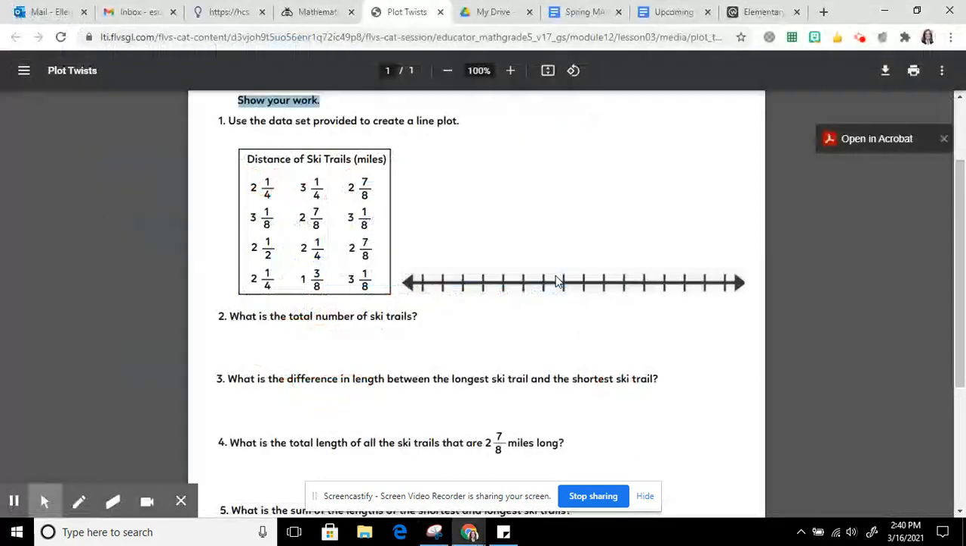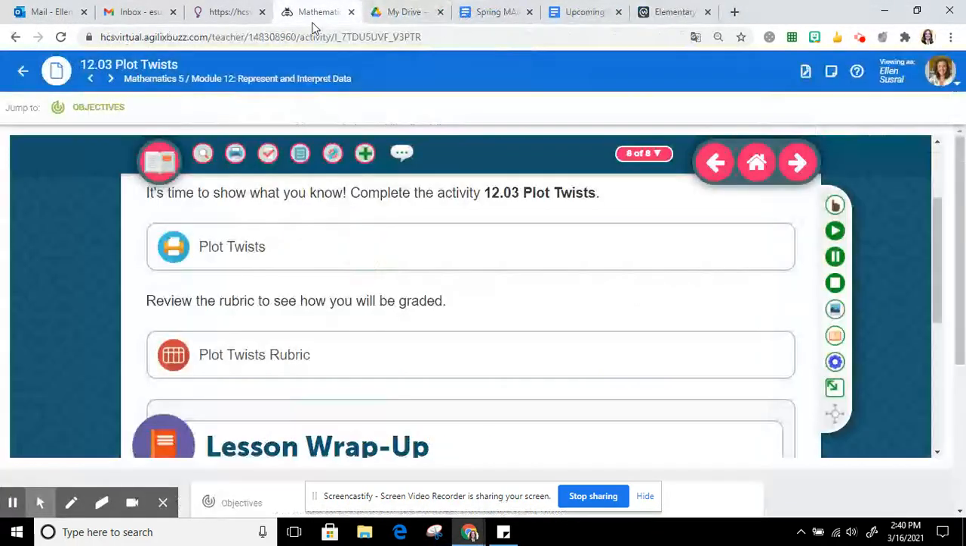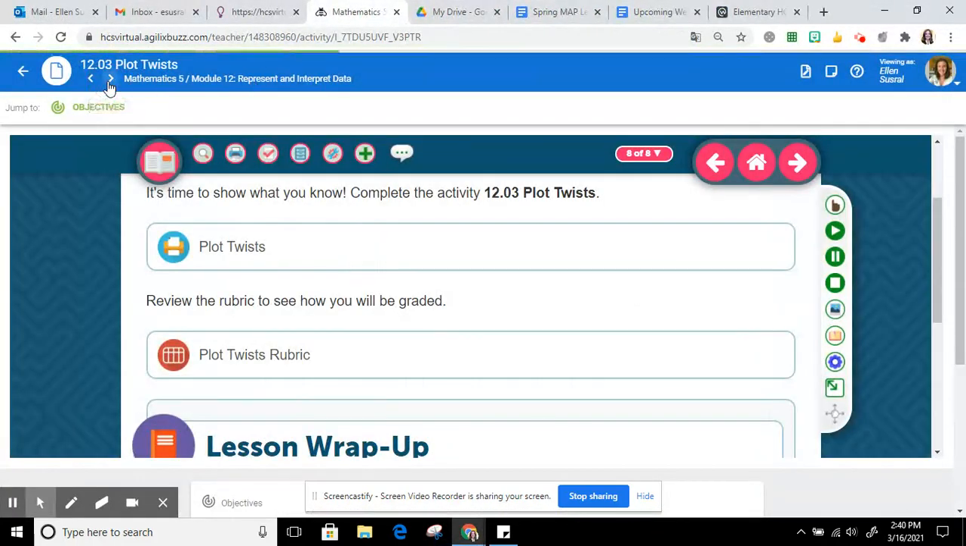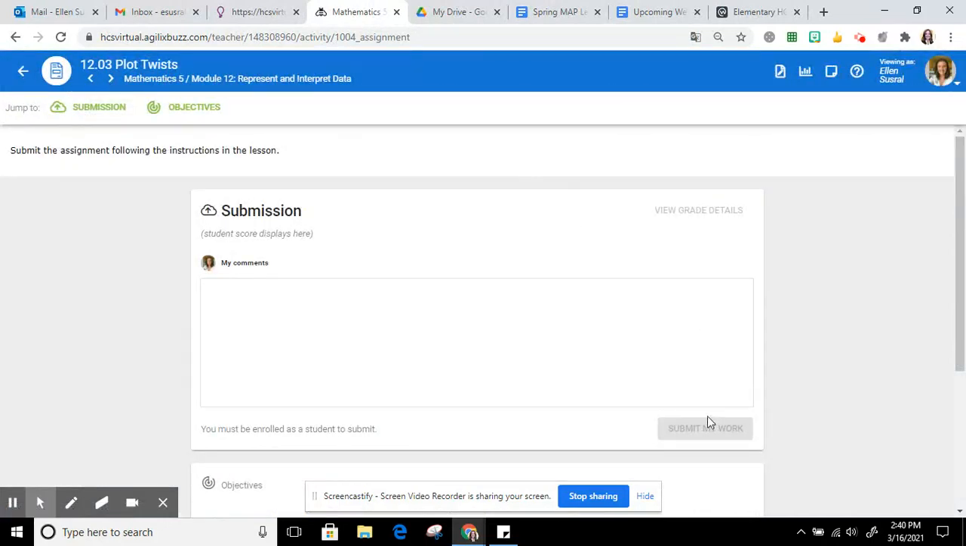Okay, when you're done with the worksheet, you're going to go to the next activity arrow. You'll click on that blue plus button and submit your work.